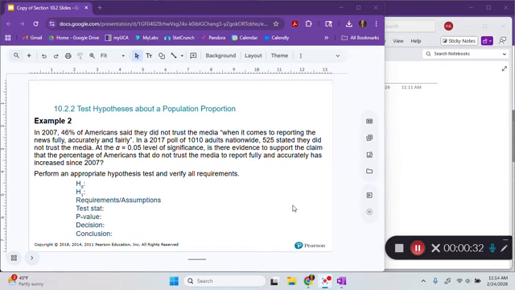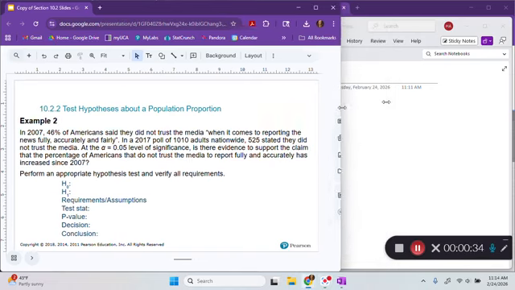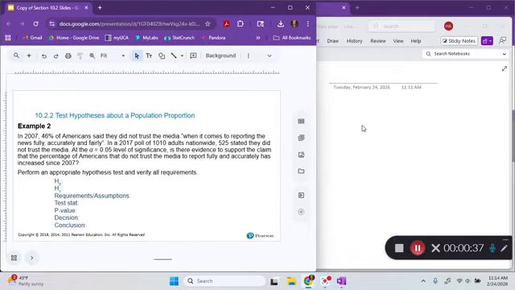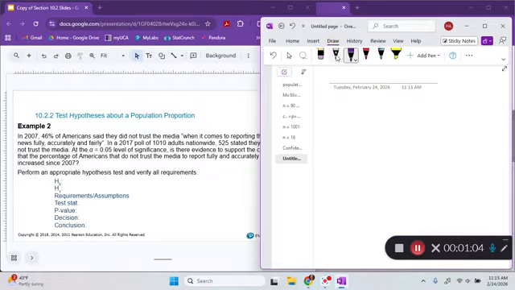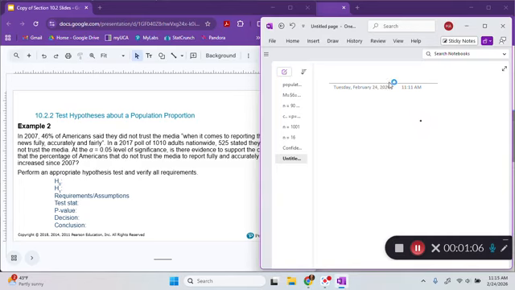So let's look at this problem here. It says in 2007, 46% of Americans said they do not trust the media when it comes to reporting the news fully, accurately, and fairly. And in a 2017 poll of 1,010 adults nationwide, 525 stated they did not trust the media. At the alpha equals 0.05 level of significance, is there evidence to support the claim that the percentage of Americans that do not trust the media to report fully and accurately has increased since 2007? Okay, so I'm going to write over on this side.